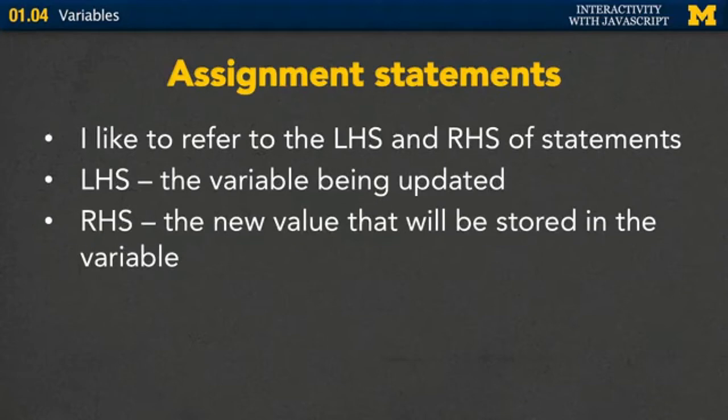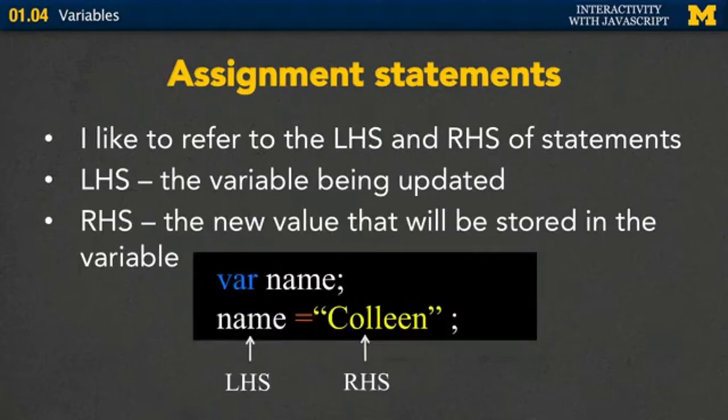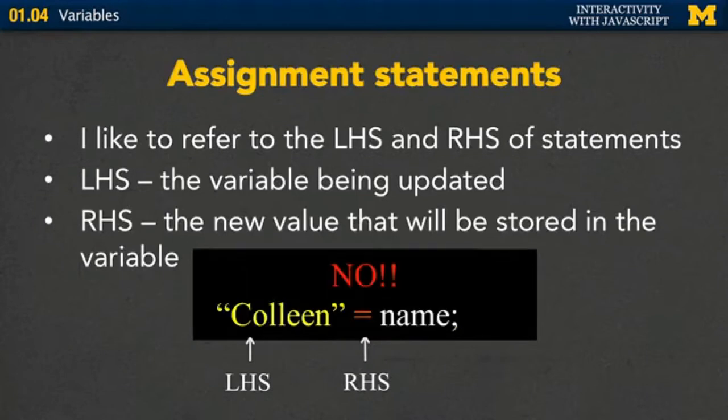Sometimes the right-hand side can be pretty long and complex. So right here would be an example where I declare my variable, and then later I want to update it. So I say name equals Colleen. This works really well. What I need people to avoid is doing something along this line, where they switch the left-hand side and the right-hand side. Mathematically, if you're a math major, this makes perfect sense and it's the same thing, but it's not okay in programming. Always put the variable on the left-hand side.